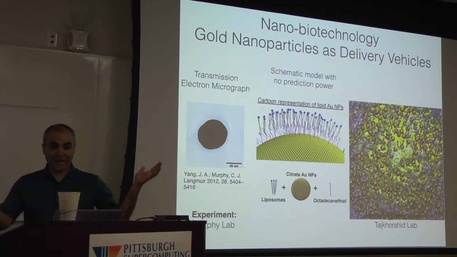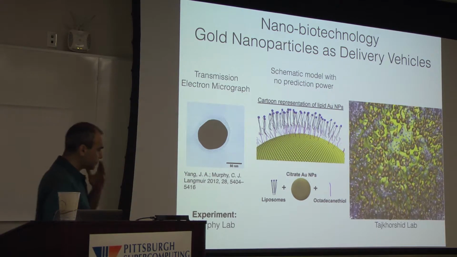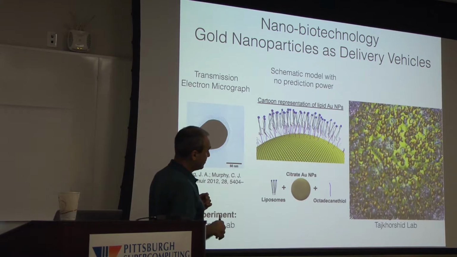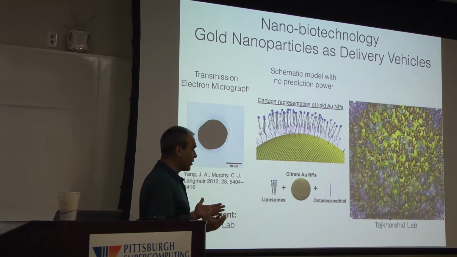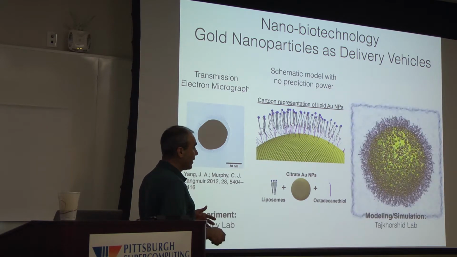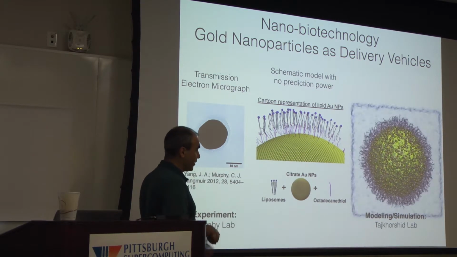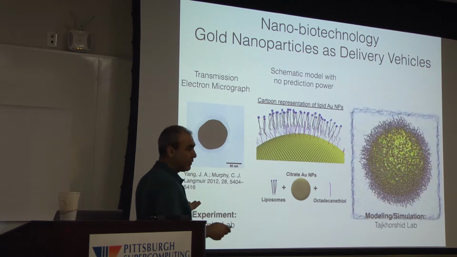And then later, we are adding lipids to the surface to have a much more realistic representation. And then you can start asking questions. So what happens if I change the lipid composition? What happens if I change the density, and things of that?